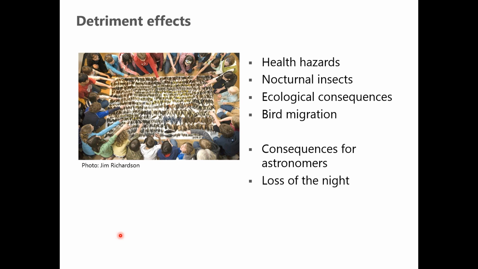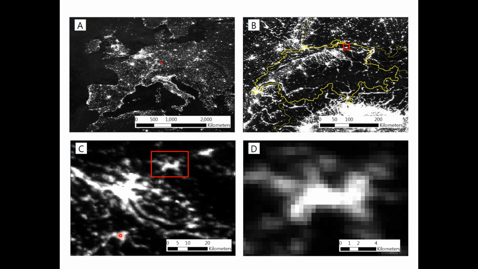There are a lot of detrimental effects on health for people and animals. There are nocturnal insects that die because they are attracted by the light, and consequently there are ecological consequences. There's an effect on bird migration, and of course astronomers cannot see the stars anymore, so they are bothered by this light. Generally we talk about the loss of the night.